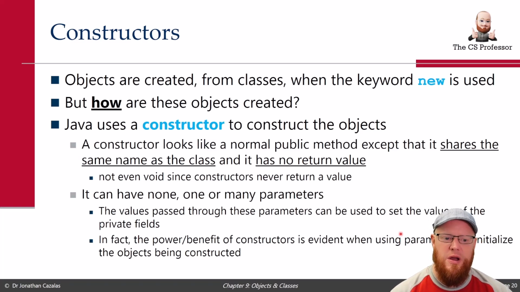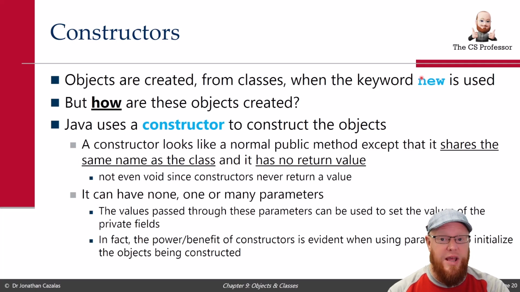A review of constructors. We've mentioned that objects are created whenever you use this operator new, this keyword new. But in fact, how are those objects created? They are created using constructors. Java uses a constructor to build or construct your objects. And a constructor really looks like a regular method, but it's not quite a method. It feels like a method. The difference is the constructor shares the same name as the class.